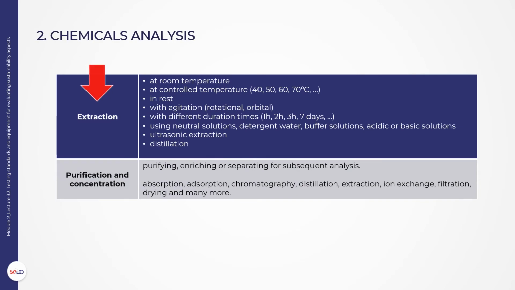Extraction. There are several different extraction processes depending on the chemical parameter to be analyzed. The purpose of this process is to remove the analyte from the sample and bring it into an aqueous medium. We can have several different extraction processes. At room temperature. At controlled temperature, 40, 50, 60, 70 degrees Celsius, at rest. With agitation, rotational, orbital. With different duration times, 1 hour, 2 hours, 3 hours, 7 days. Using neutral solutions, detergent water, buffer solutions, acidic or basic solutions. Ultrasonic extraction. Distillation. Purification and concentration.